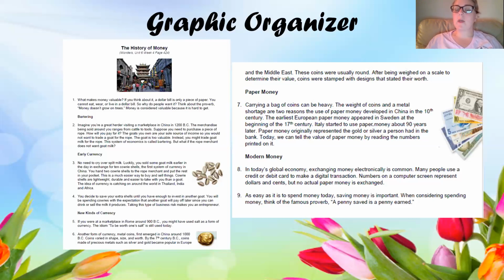Italy started to use paper money about 90 years later. Paper money originally represented the gold or silver a person had in the bank. Today, we can tell the value of paper money by reading the numbers printed on it. Modern money. In today's global economy, exchanging money electronically is common. Many people use a credit or debit card to make a digital transaction. Numbers on a computer screen represent dollars and cents, but no actual paper money is exchanged.